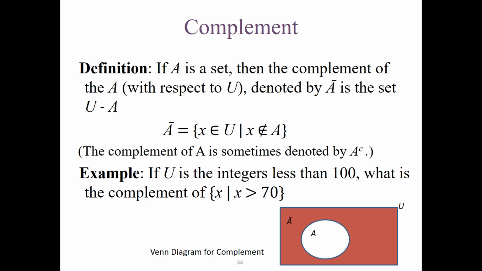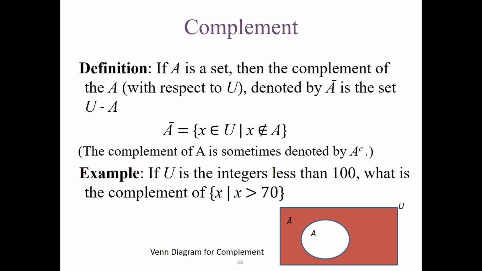For complement set, we usually use the notation A bar to indicate that if A is a set, then the complement set of A is U minus A. If the scope of A is here, then we use U, the universal set, minus A, and that will be A complement. Sometimes we use the notation A^C for the complement of set A.